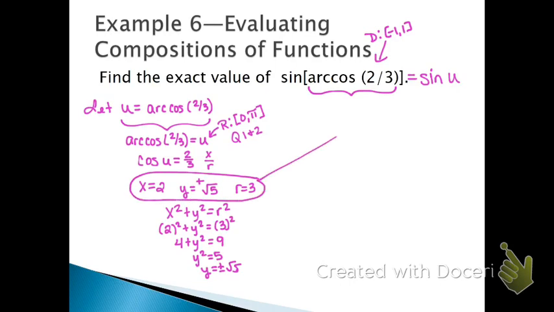Once you find this, now we're ready to go up here and solve that. Well, what is sine in terms of x, y, and r? Y over r. So what is y? Square root of 5, over what is r? 3. And so there's my answer.